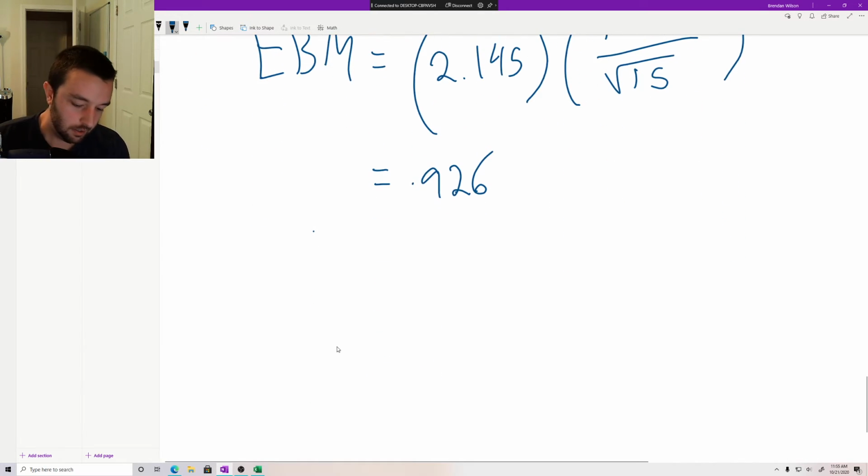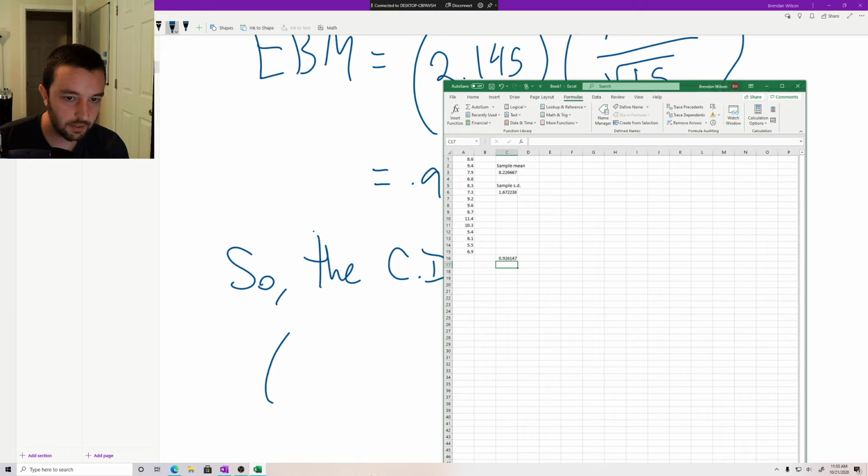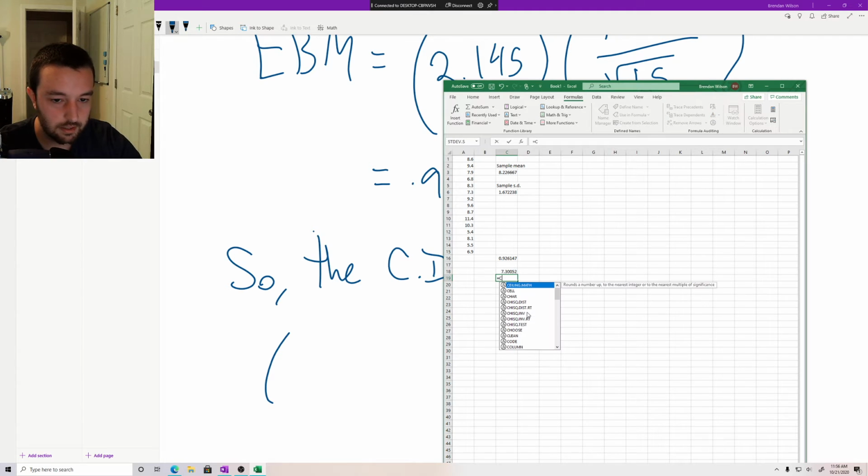So the confidence interval is X bar, which is this here. We can actually just do it right here. We need to do X bar, which is C3, minus the EBM, which is C16, right? And C3 plus C16, X bar plus the EBM. So there we go. It's 7.30 to 9.15.